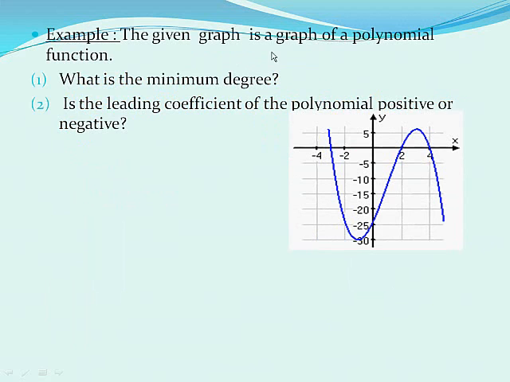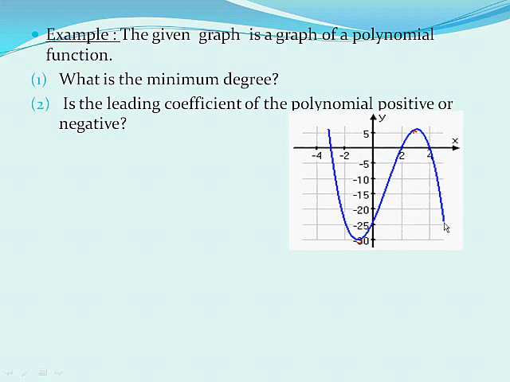Example, the given graph is a graph of a polynomial function. What is the minimum degree? Minimum degree is 3 because there are 2 turning points or 3 x-intercepts. The leading coefficient is negative because the degree is odd and the graph rises to the left and falls to the right.